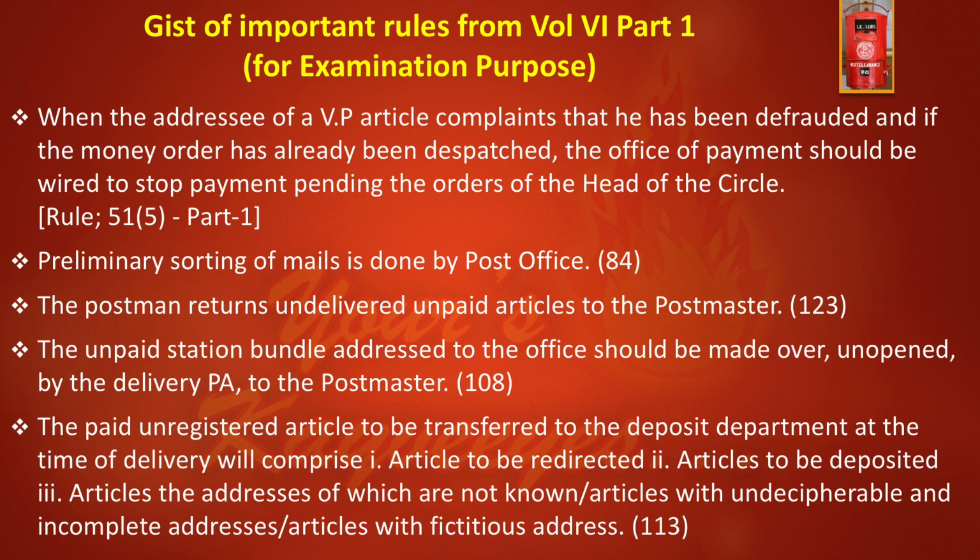Preliminary sorting of mails is done by the post office. Rule number 84. The postman returns undelivered unpaid articles to the postmaster. Rule number 123. The unpaid station bundle addressed to the office should be made over unopened by the delivery PA to the postmaster. The paid unregistered articles have to be transferred to the deposit department at the time of delivery, and will comprise articles to be redirected, articles to be deposited, articles the addressee of which are not known, articles with undecipherable and incomplete address, articles with fictitious address.